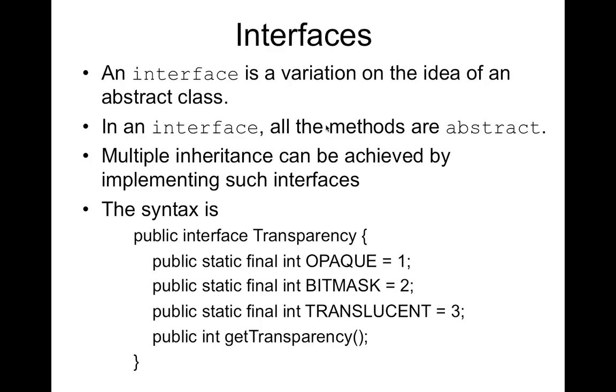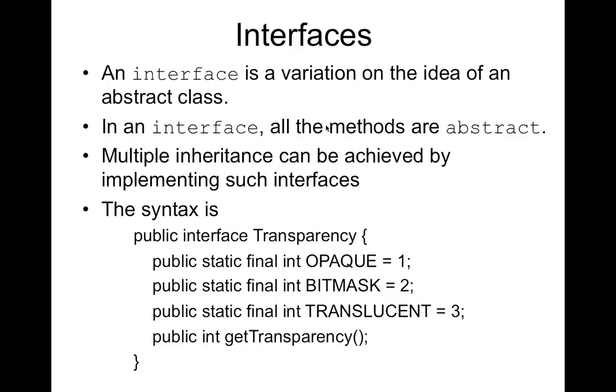Okay, fine. Interfaces. An interface is a variation on the idea of an abstract class. In an interface, all the methods are abstract by default. Whether you specify it or not, everything is by default abstract. And then multiple inheritance can be achieved by implementing such interfaces.